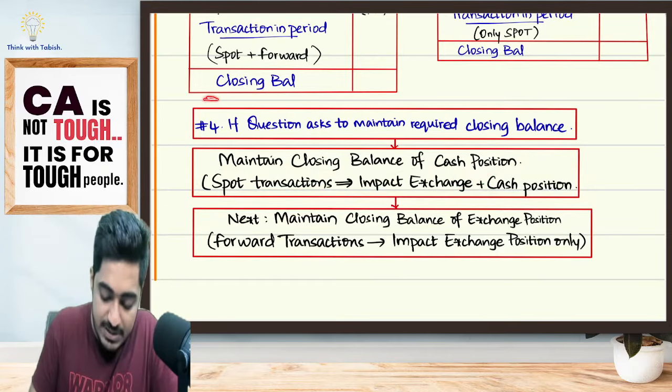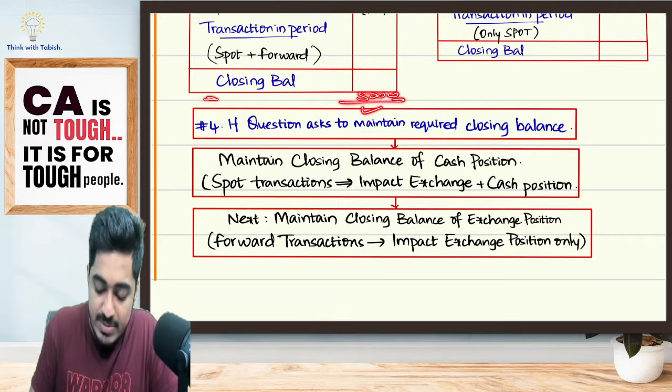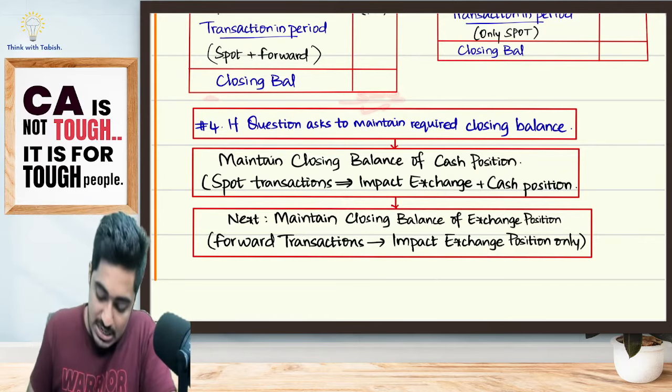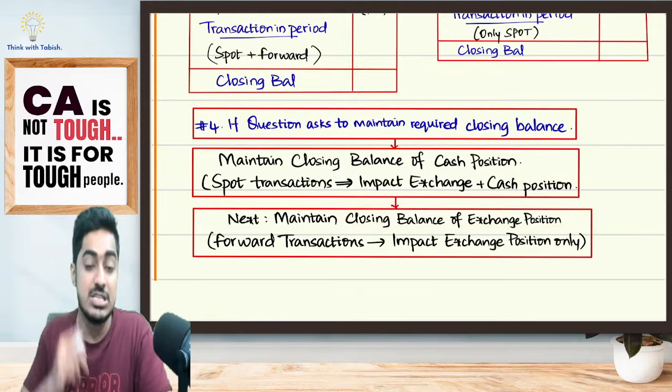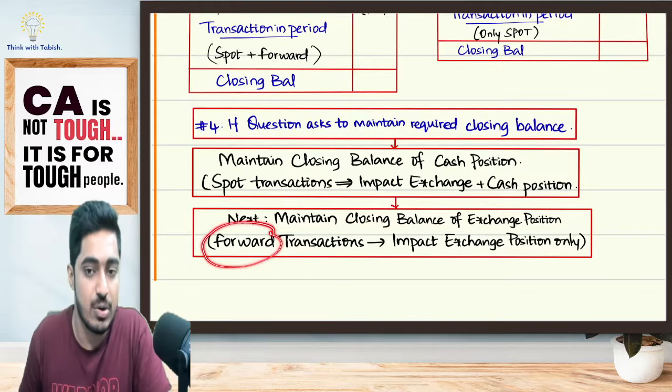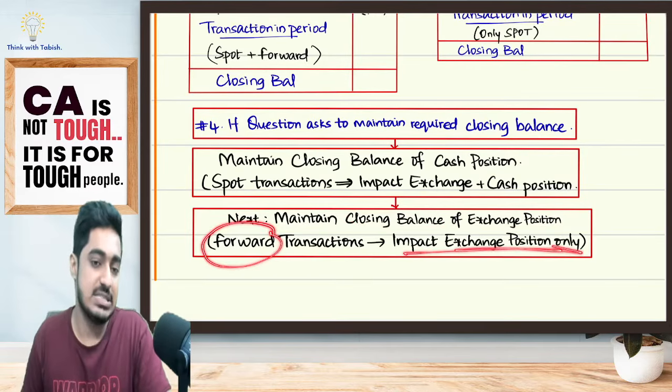That means this minus 5,000 will come here also. I will calculate the revised balance. Then I will calculate the value here in my exchange position, and then calculate the closing balance of the exchange position. Now I will enter into a forward contract, a forward transaction. It is going to impact my exchange position only.